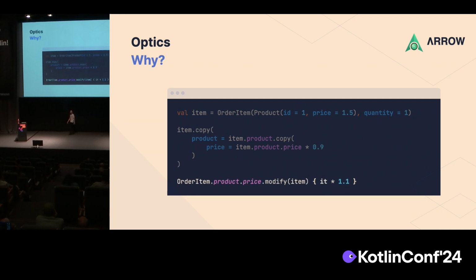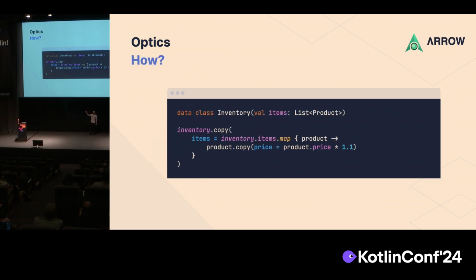So the Arrow Optics DSL allows us to define a path in our data, in this case from the order item into the product, and from the product into the price, and then it allows us to call the modify function to modify an existing item and apply a function to the path in the data. But Arrow Optics can do a lot more.